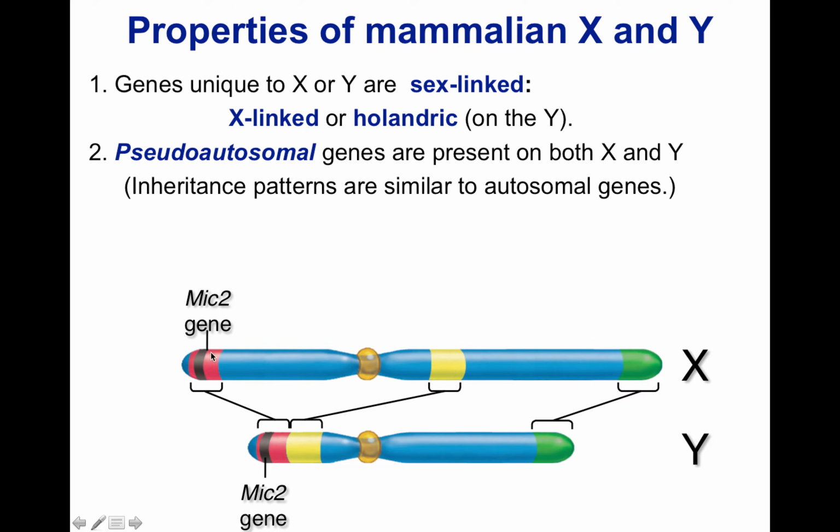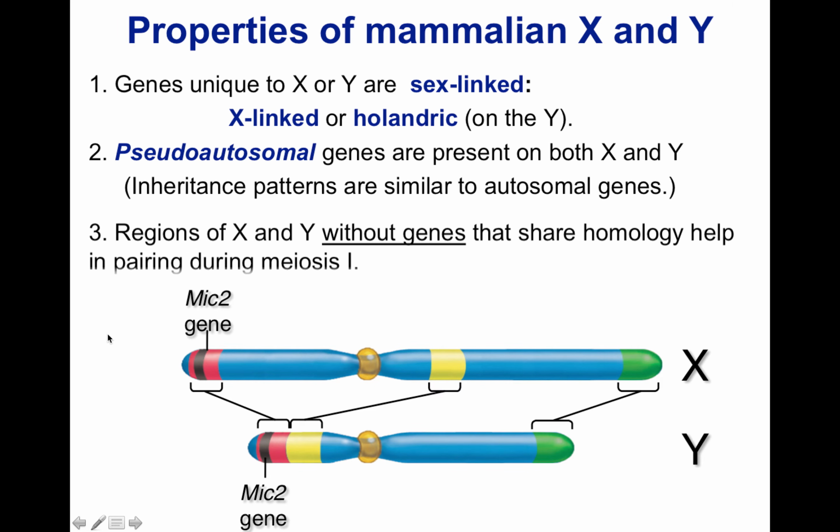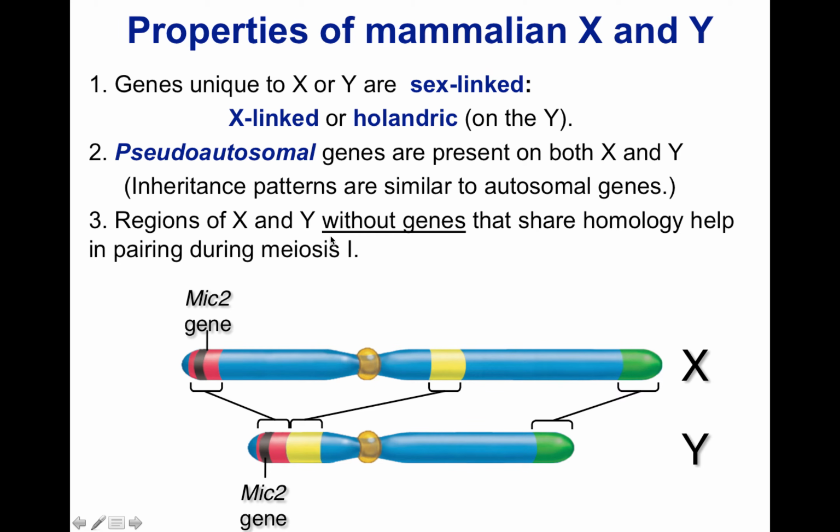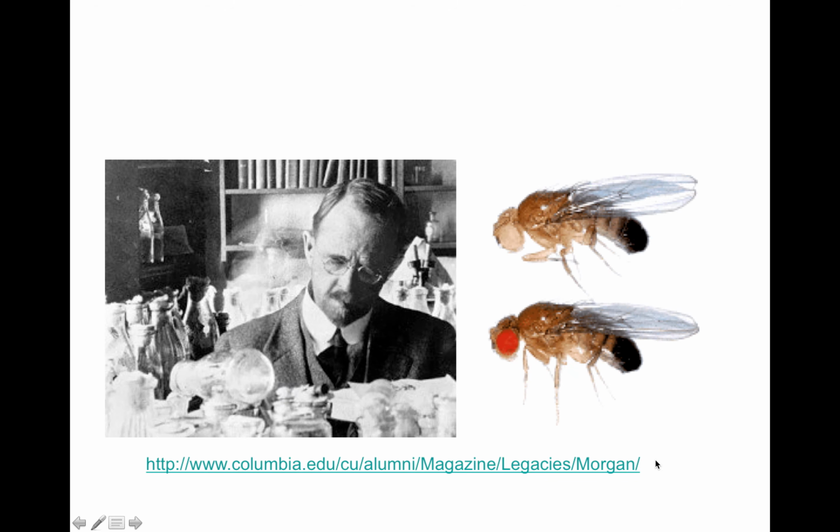So this MYC gene right here, which is present on both the X and the Y chromosome, is a pseudo-autosomal gene. There are also regions of the X and Y chromosome, these yellow and green regions indicated here, that do not contain genes, but they share homology so that they can pair up during meiosis, so that when you separate the two cells, one cell gets an X chromosome and the other one gets a Y chromosome.